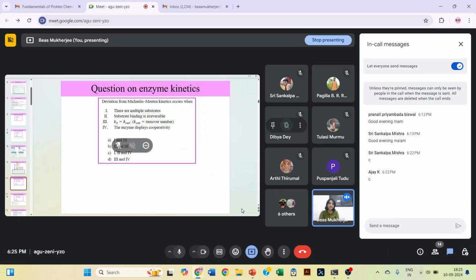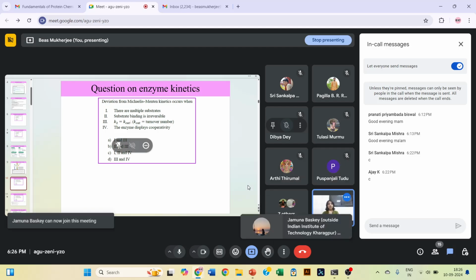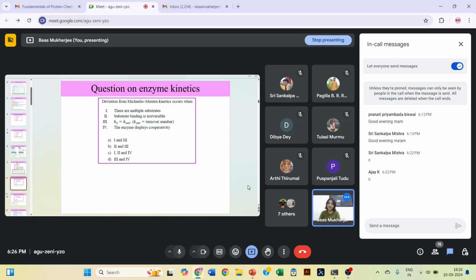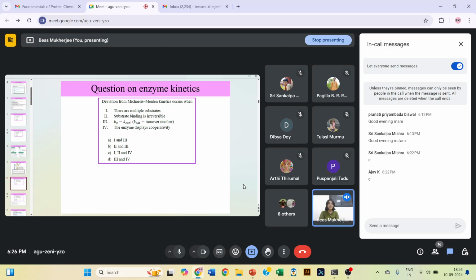Now this next question is again on Michaelis-Menten kinetics. Okay, and they are asking you deviation from the Michaelis-Menten kinetics occurs when: 1. There are multiple substrates. 2. The substrate binding is irreversible. 3. K2 is equal to Kcat, and the enzyme displays cooperativity.